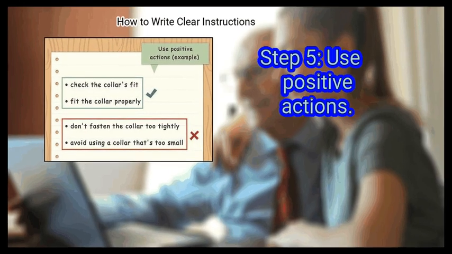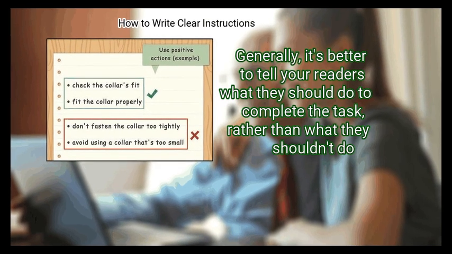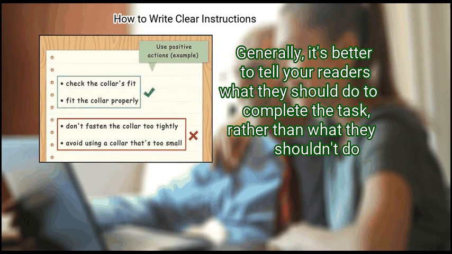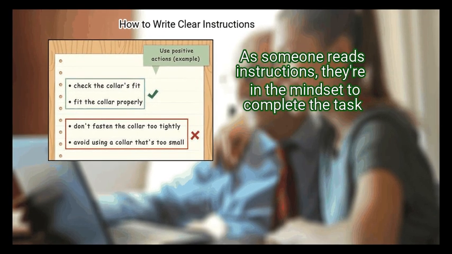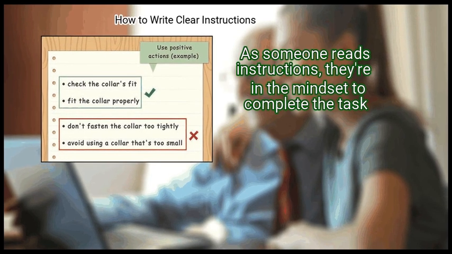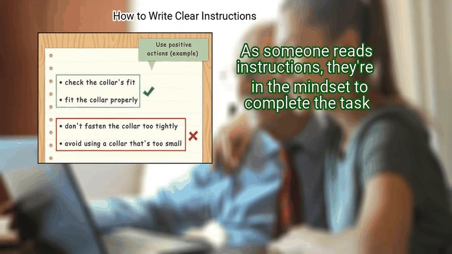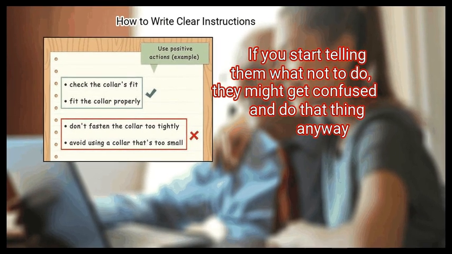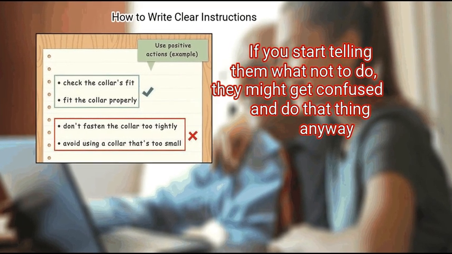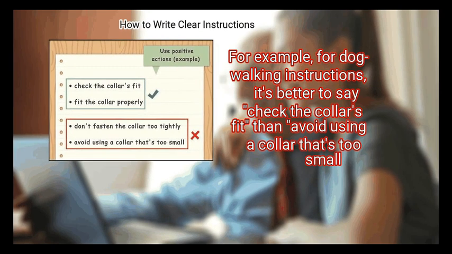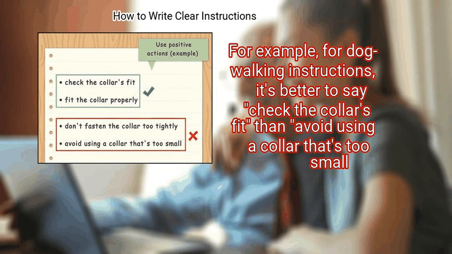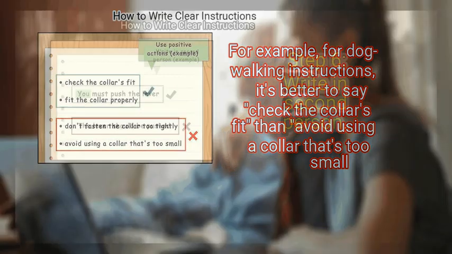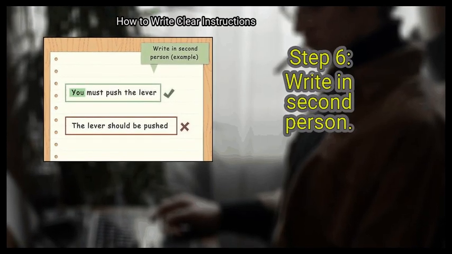Step 5. Use positive actions. Generally, it's better to tell your readers what they should do to complete the task, rather than what they shouldn't do. As someone reads instructions, they're in the mindset to complete the task. If you start telling them what not to do, they might get confused and do that thing anyway. For example, for dog walking instructions, it's better to say, check the collar's fit, than, avoid using a collar that's too small.